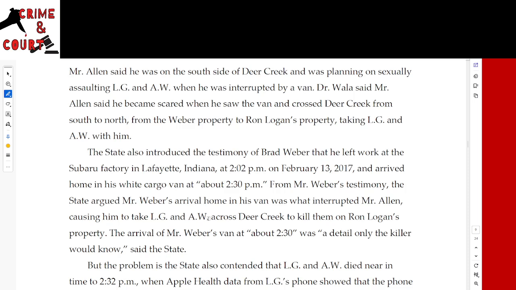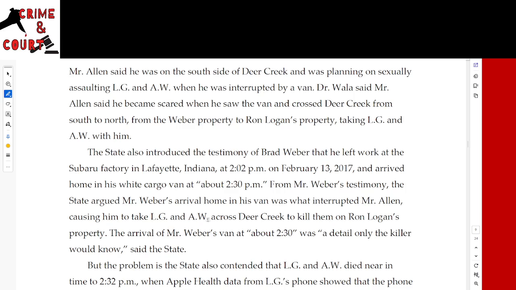All right, so the state also introduced the testimony of Brad Weber that he left work at the Subaru factory in Lafayette, Indiana at 2:02 p.m. on February 13th, 2017, and arrived home in his white cargo van at about 2:30 p.m. From Mr. Weber's testimony, the state argued Mr. Weber's arrival home in his van was what interrupted Mr. Allen, causing him to take LG and AW across Deer Creek to take their lives on Ron Logan's property. The arrival of Mr. Weber's van at 2:30 was a detail only the perpetrator who took their lives would know, said the state.